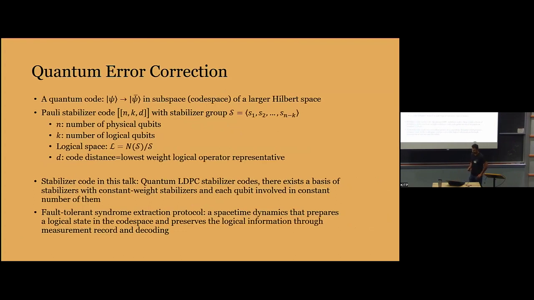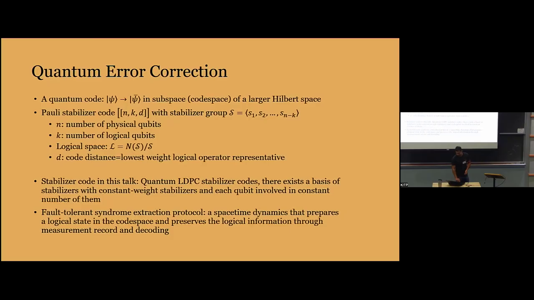So the idea of error correction is to find a subspace of the Hilbert space of, let's say, n physical qubits to store your quantum information, such that the noise acting on the system finds it hard to corrupt your information. And one idea for the subspace is to take a 2 to the power k dimensional plus one eigenspace of Pauli operators called stabilizers. And you choose this subspace in such a way that in order to go between the states of the subspace, you might need at least a weight d Pauli operator. And these are called the Pauli stabilizer codes.